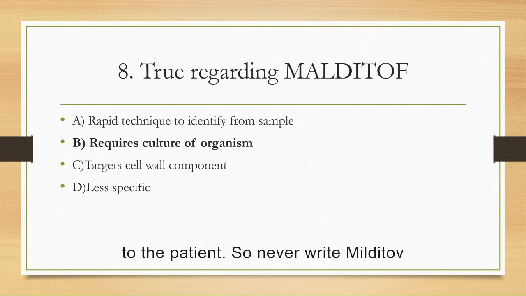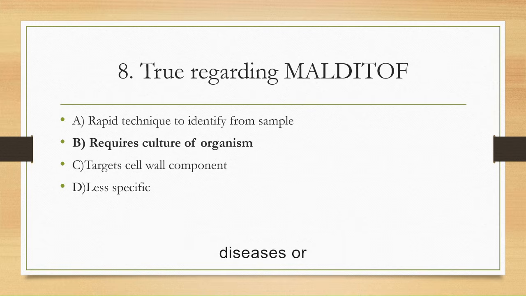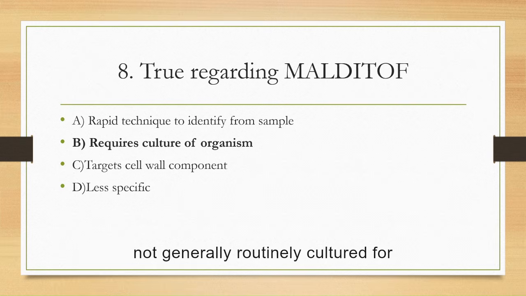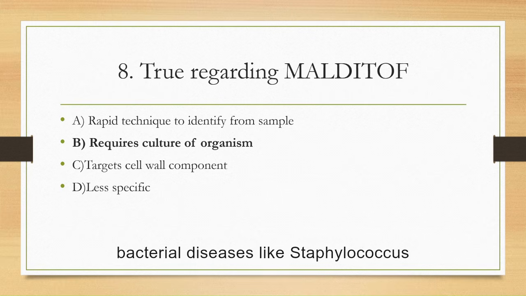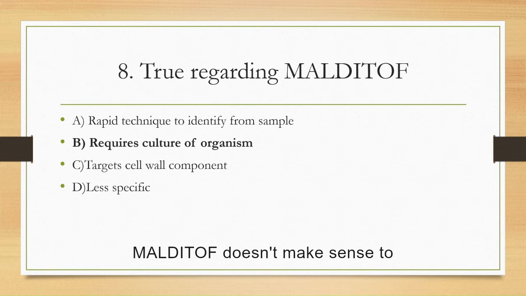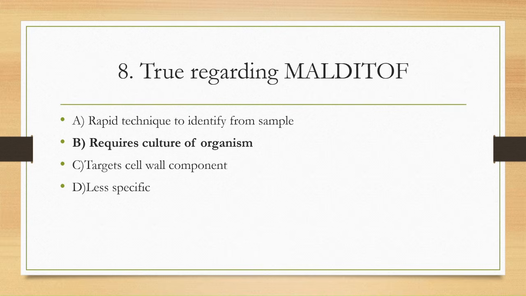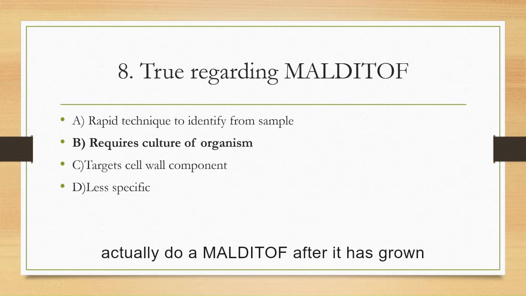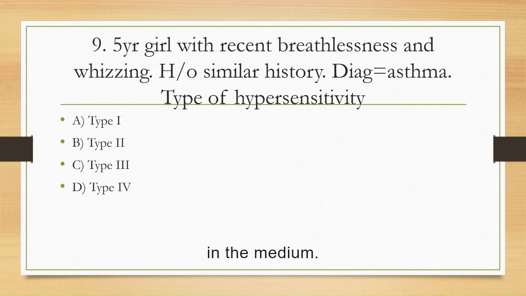So never write MALDI-TOF in your lab diagnosis of viral diseases or malaria, etc., because these organisms are not generally routinely cultured for diagnosis. You can write MALDI-TOF for bacterial diseases like Staphylococcus aureus or E. coli, etc. But again, for a UG level, just writing generically MALDI-TOF doesn't make sense, to be very honest. But whenever you are writing, you should realize that it has to be mostly a bacteria or a yeast or a mold. Only in those cases can we actually do a MALDI-TOF after it has grown in the medium.